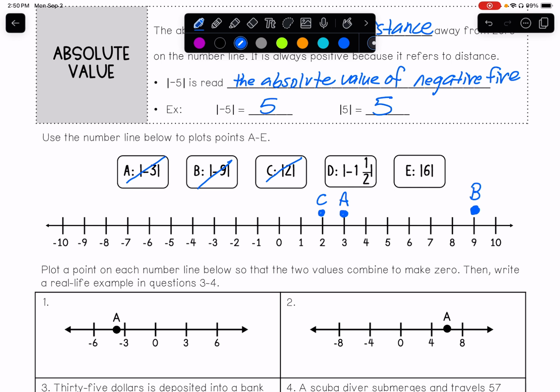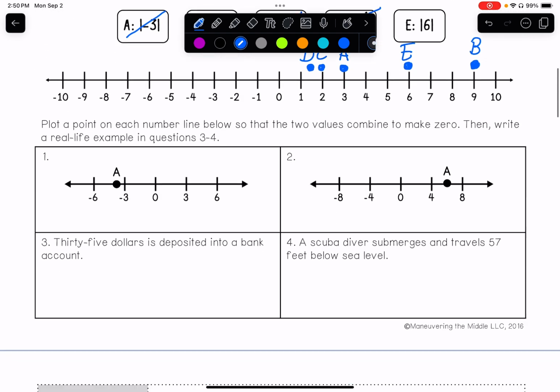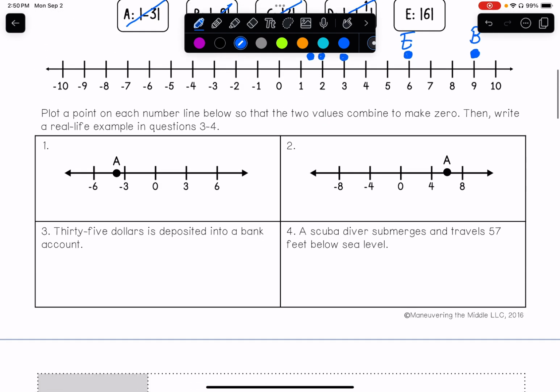Okay, perfect. Now we are going to plot a point on each number line so that the values combine to make 0. So we're really looking at opposites. A is at -4. Well, what's the opposite of -4? It's going to be +4. So if we add those together, it would be equal to 0. They're opposites. They make 0. When you add opposites, they always make 0.